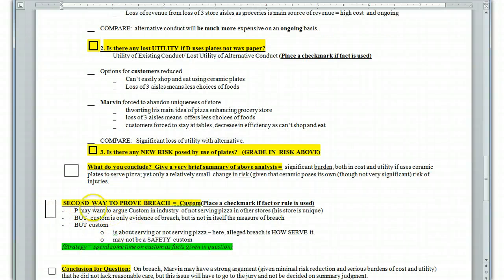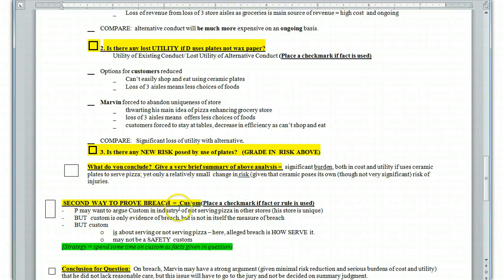Finally, and many of you will not have addressed this issue, you can make an argument that you can prove breach here through custom. Notice the strategy. A little time on custom as the facts are in the question, but nowhere near the amount of time you should spend on the risk utility analysis.